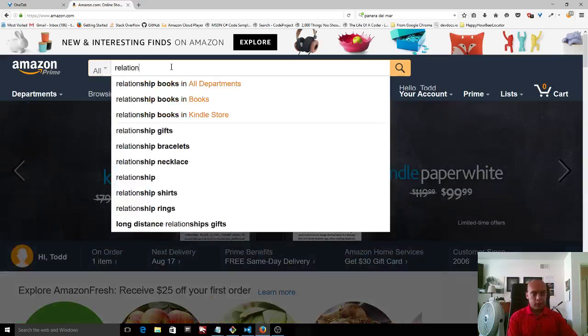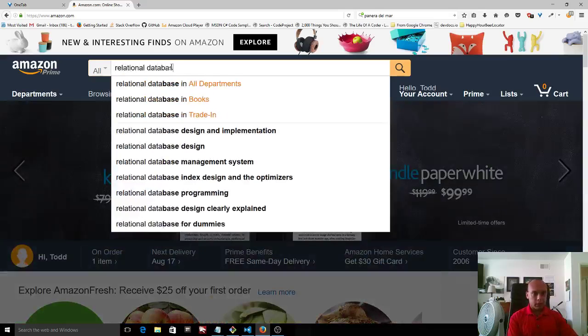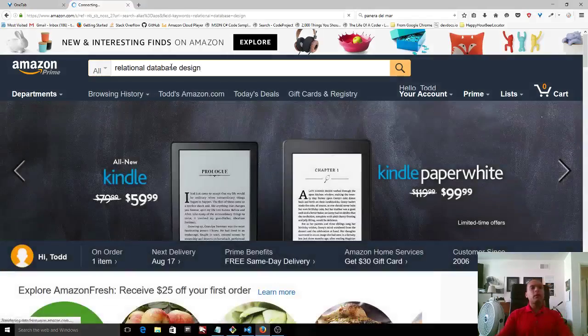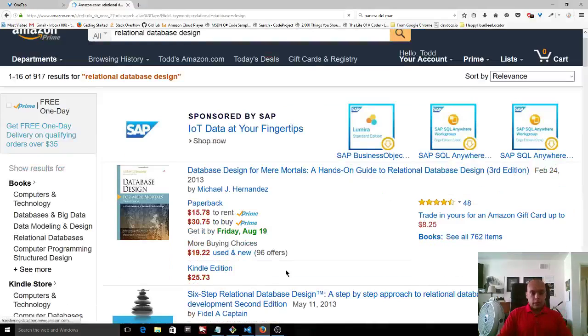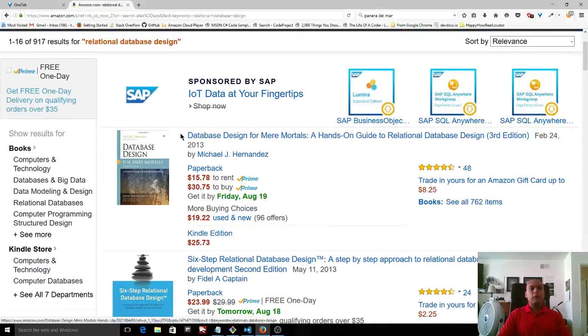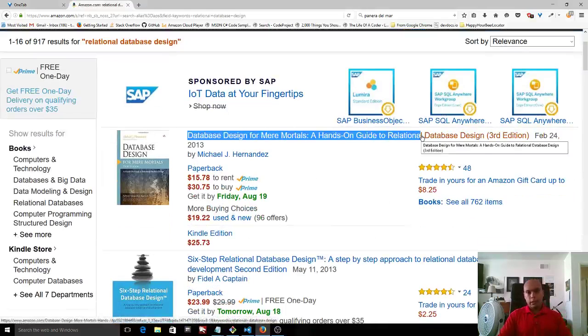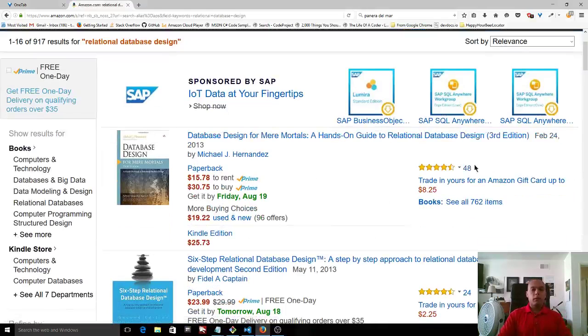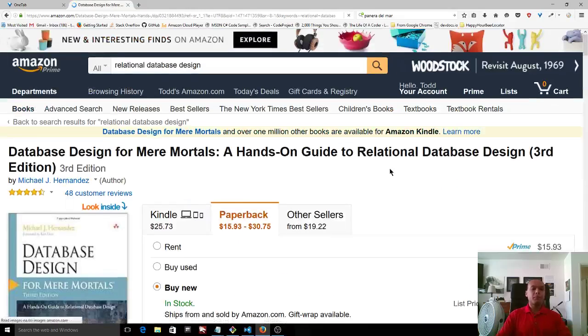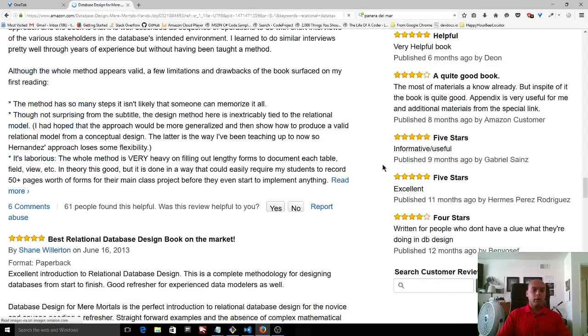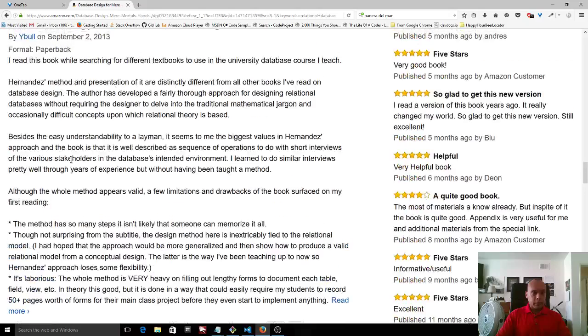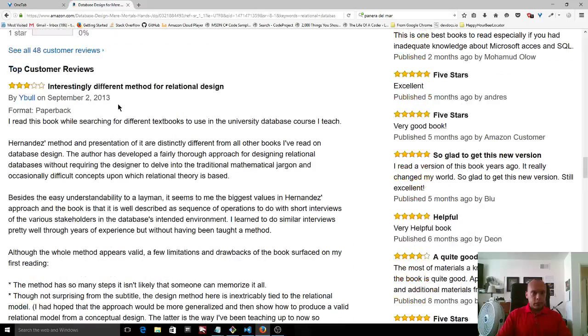So I typed in relational database design, and check this out: Database Design for Mere Mortals, a hands-on guide to relational database design. 48 reviews, all pretty good. Let's check the reviews out. Okay, let's see what people say here. It says, interestingly different method for relational design.